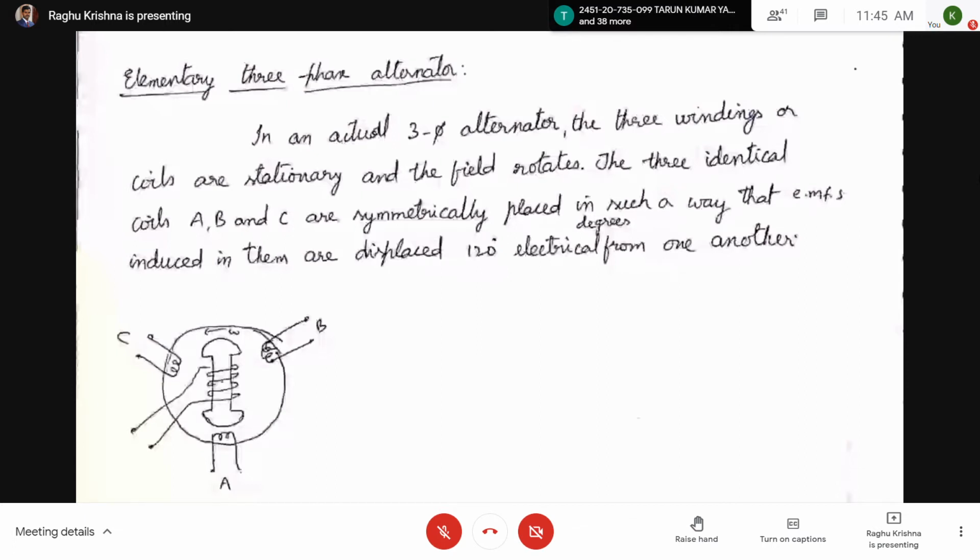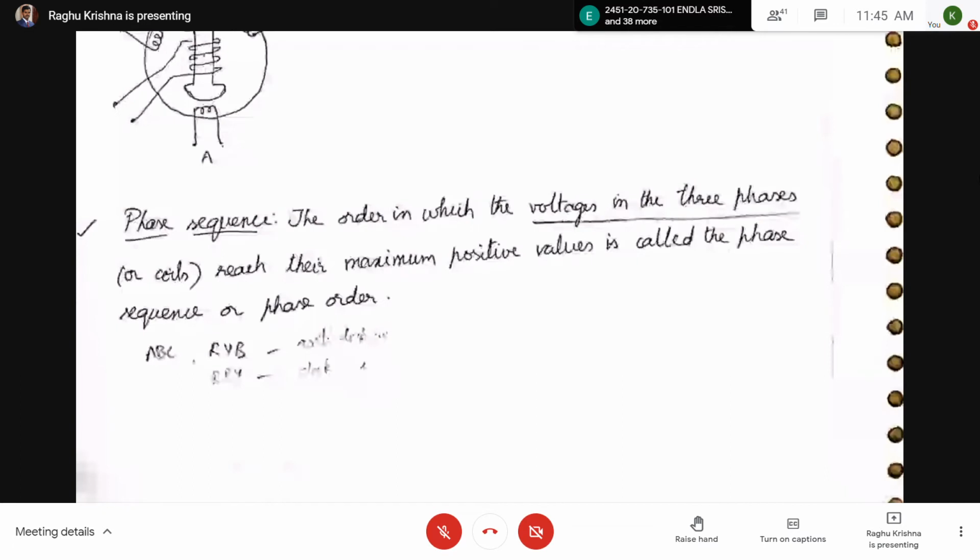Next, here you have two phase sequences. What is meant by phase sequence? The order in which the voltages in the three phases reach their maximum positive values is called the phase sequence or phase order.